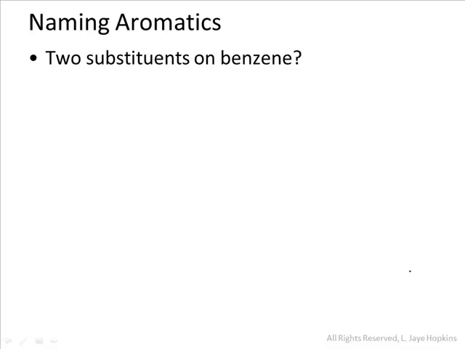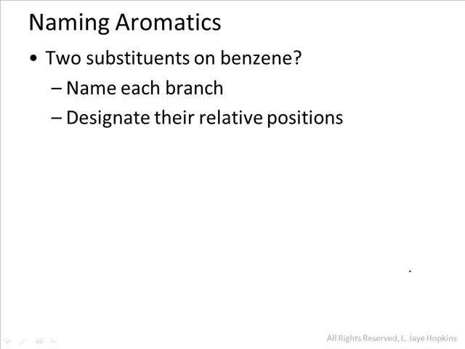Things get a little more complicated when we have 2 substituents. Of course, we'll still need to name each substituent based on whether it's a methyl, an ethyl, or other type of branch. But what we have to do now is designate the relative positions of these branches to each other. And we use a shorthand way of doing that with aromatics that doesn't involve numbering, although you will see numbering on more complex examples. But for just 2 substituents on benzene, what you'll see most often is the use of the following terms.